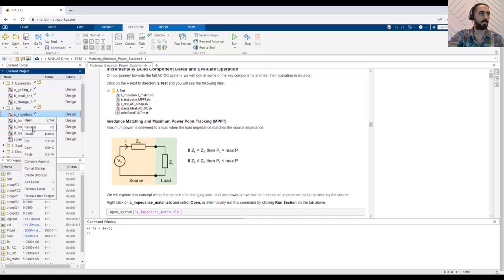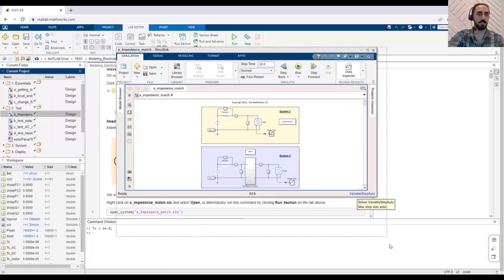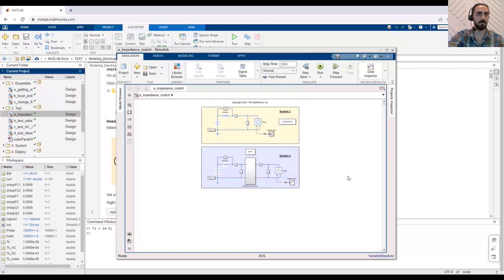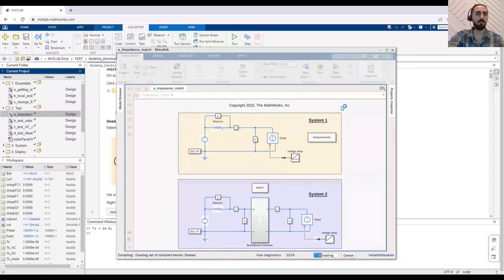So let's open up this model in here. I have the first model, impedance matching, and I have two subsystems in here. I'm going to expand them by using the space bar. On the top, we have this changing load and a fixed source. We ramp up the voltage of the load. We don't have a fancy system in system one. System two, we have a buck boost converter with maximum power point tracking. If you open this maximum power point tracking, we have a detailed control.